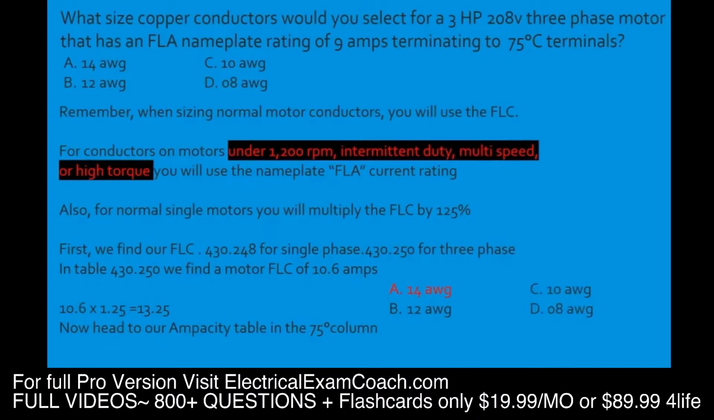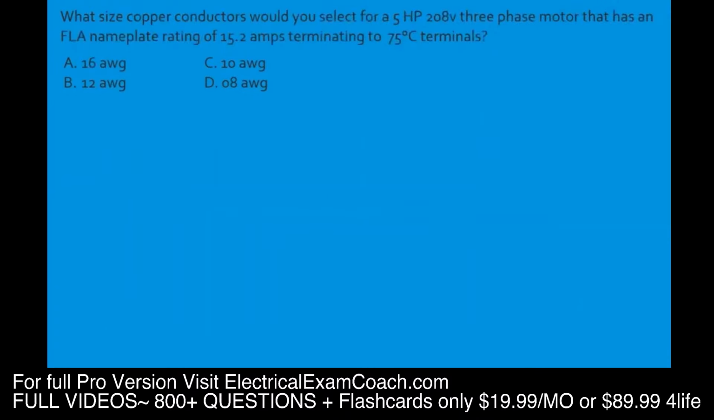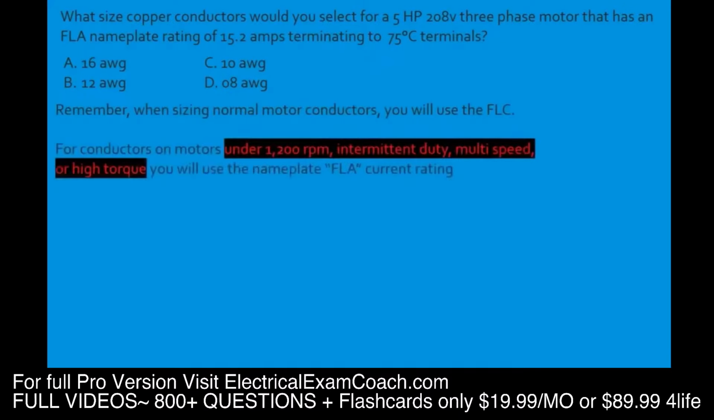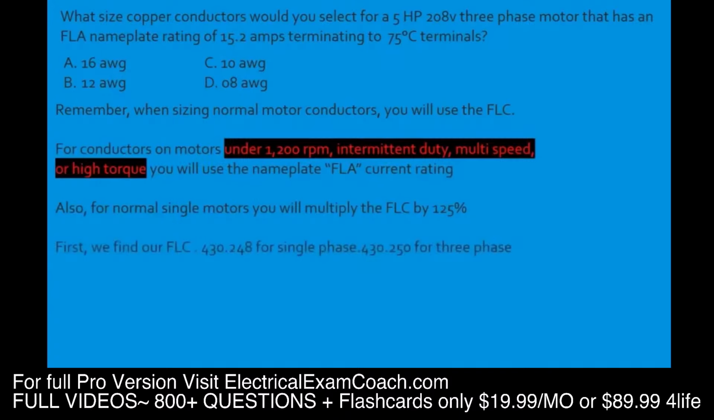Great job. What size copper conductors would you select for a 5 horsepower, 208 volt, 3-phase motor that has an FLA nameplate rating of 15.2 amps terminating to 75 degree C terminals? Remember, when sizing normal motor conductors, you will use the FLC. On certain specific types of motors, you're going to use the FLA. Also, for normal single motor conductors, you're going to multiply that FLC by 125%. First, we need to find our FLC.